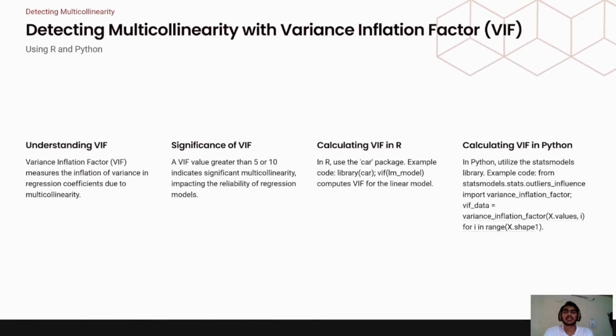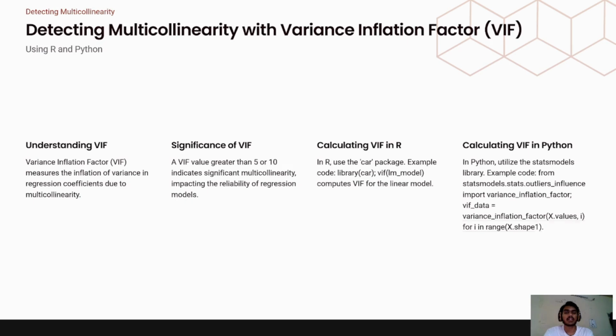Detecting multicollinearity with variance inflation factor (VIF). Understanding VIF. Variance inflation factor measures the inflation of variance in regression coefficients due to multicollinearity. Significance of VIF. A VIF value greater than 5 or 10 indicates significant multicollinearity impacting the reliability of regression models.